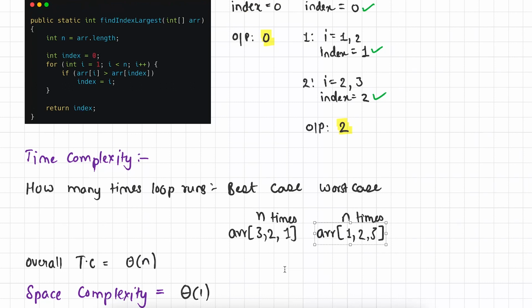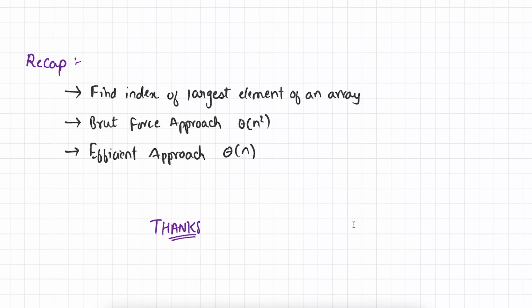Great. Before we end this video, let's have a quick recap of what we have learned so far. We are given an array of elements and our task is to find the index of the largest element in this array. We saw the brute force approach to solve this problem and the time complexity came out to be theta of n square. After the brute force approach, we saw the efficient approach to solve this problem and the time complexity came out to be theta of n, and that is much better than n square time complexity.